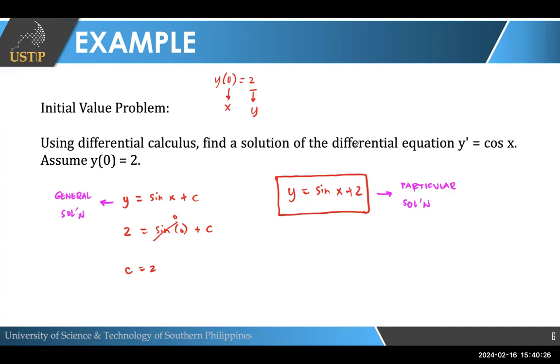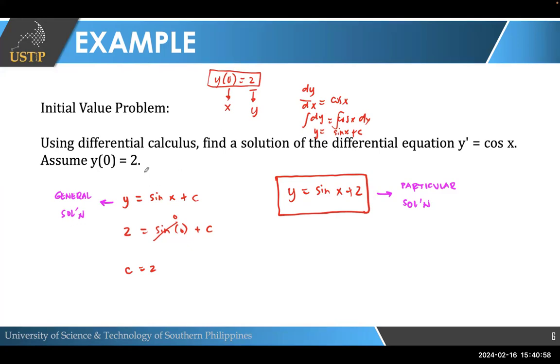So now, this differential equation was already solved before, no? Using differential calculus, what we did last meeting. If you remember, the result is sin x plus c, no? Okay? So this is now our general solution, with an arbitrary constant c. So to get the particular solution, we use the initial value condition.